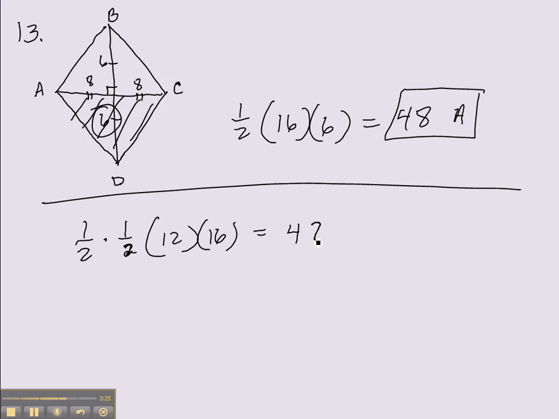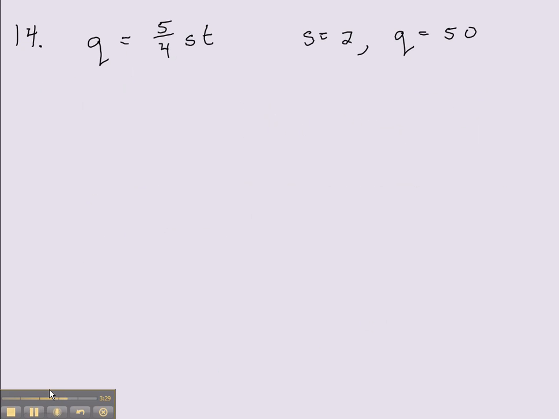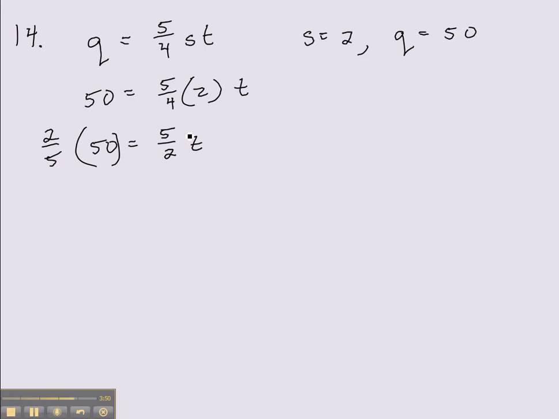Okay, here we have an equation. We need to find T when S is 2 and Q is 50, so we'll put 50 in for Q, 2 in for S. And we can do some simplifying here. 2 and 4 reduce. We can multiply both sides by the reciprocal. And so T is 20. Answer choice B.